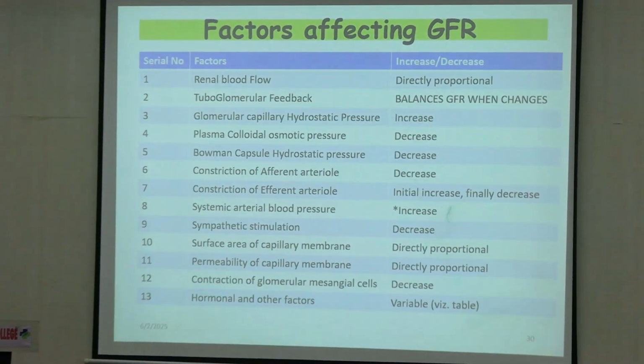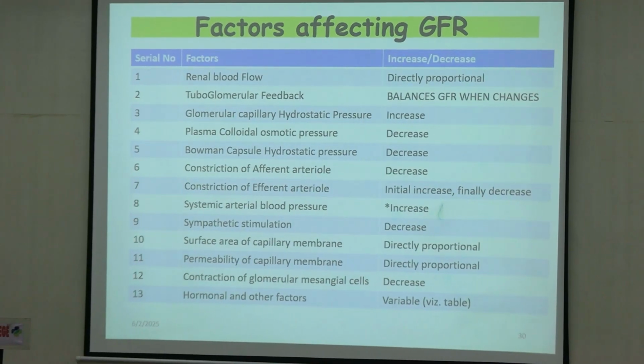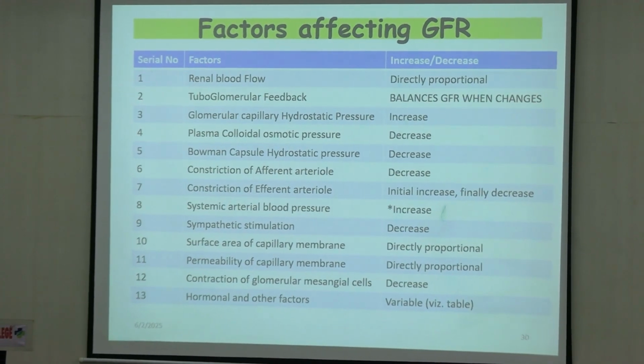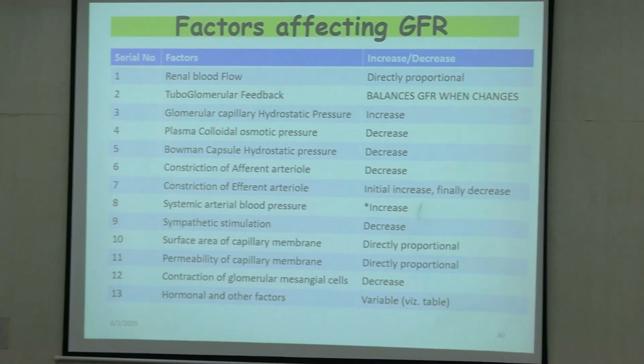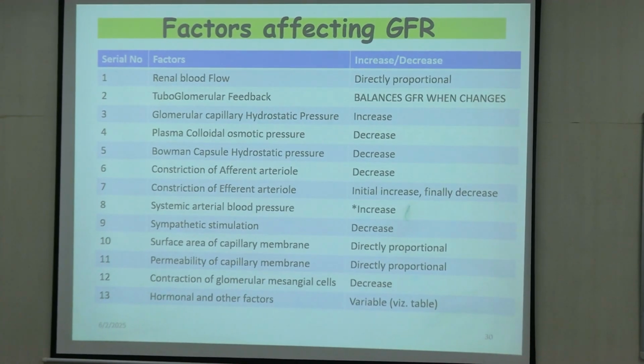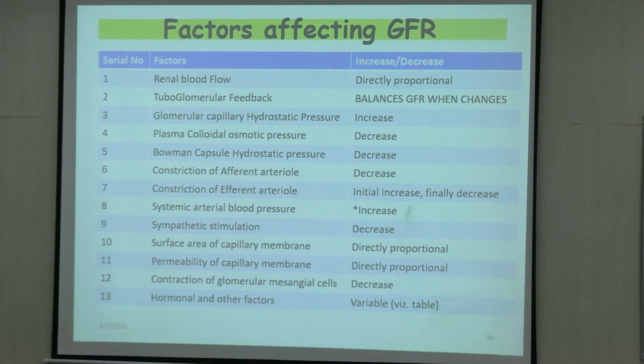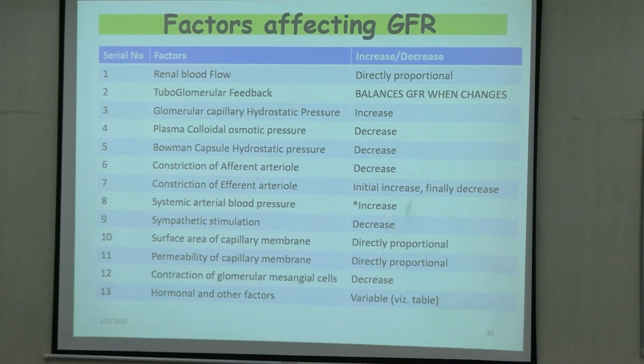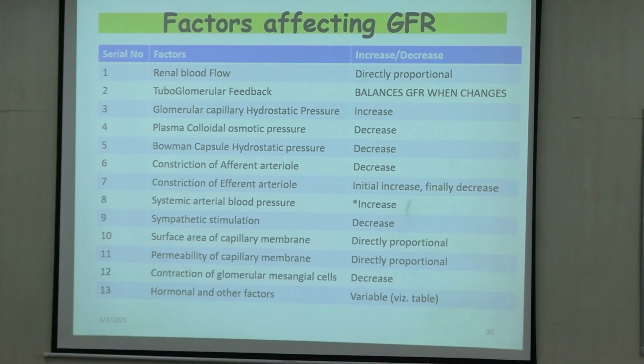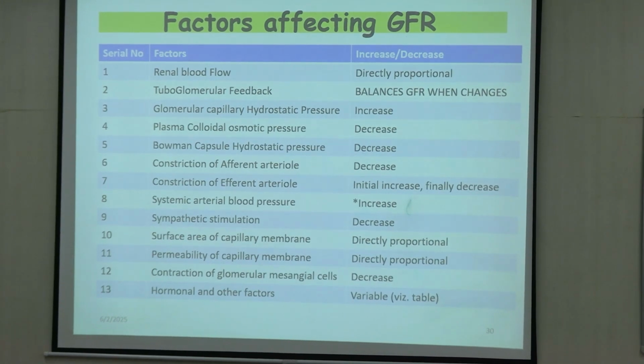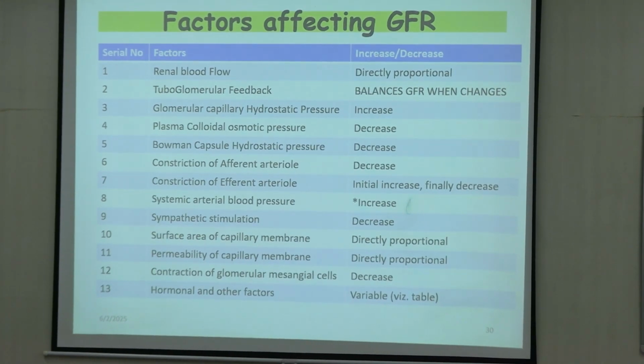Now these are the factors. Write down all these 13 factors. See, all are familiar. Renal blood flow: more renal blood flow means more hydrostatic pressure, and more hydrostatic pressure means more GFR. So it will increase GFR, directly proportional.